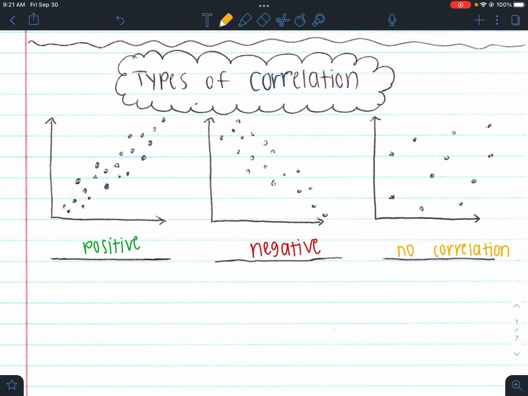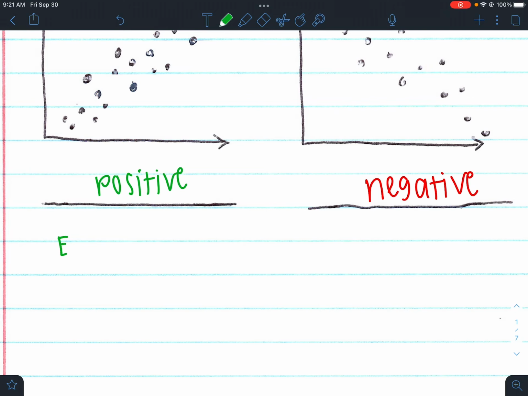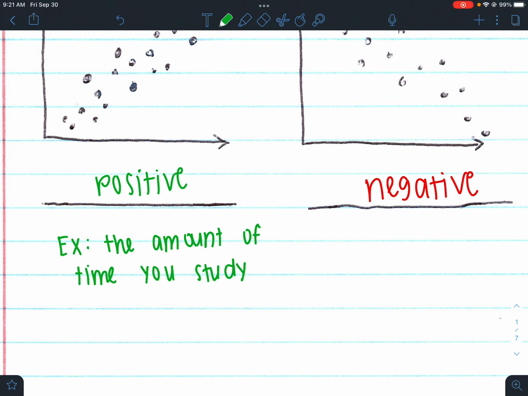So some examples, I'm going to give a positive example: the amount of time you study and your test grade. Now, this also brings in the variables of, it depends on the person. It depends because this is real life and there are many variables to things.